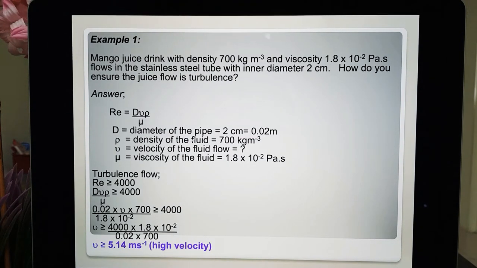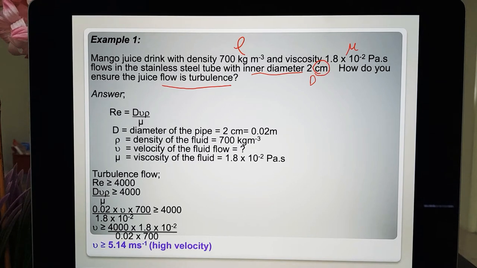So we look at an example of laminar flow or turbulent flow. Here you need to identify whether the flow is turbulent or laminar flow. We have this problem statement: mango juice drink with density of 700 kilogram per meter cubed. Density is denoted as rho. And viscosity of 1.8 times 10 to the power of negative 2 Pascal second, denoted as mu, flows in a stainless steel tube with an inner diameter of 2 cm, this is D. However, look at this particular unit, it is in centimeter.